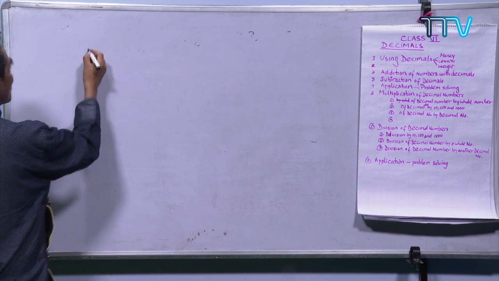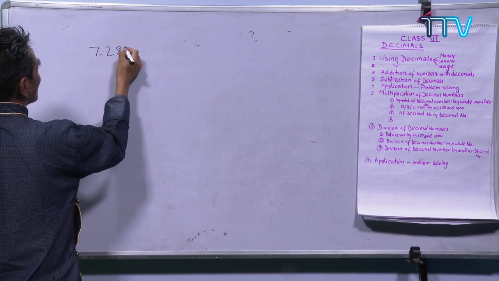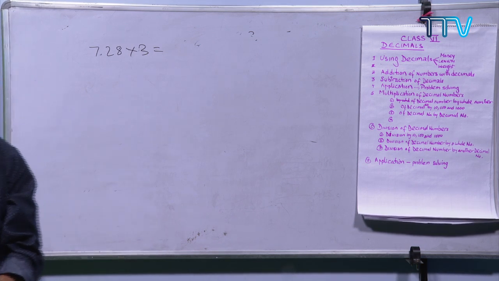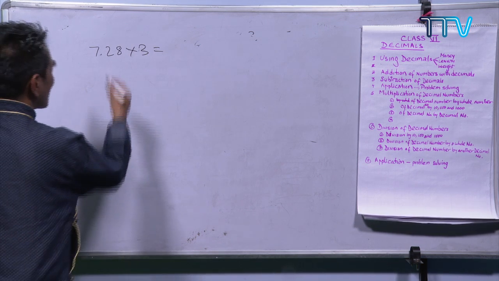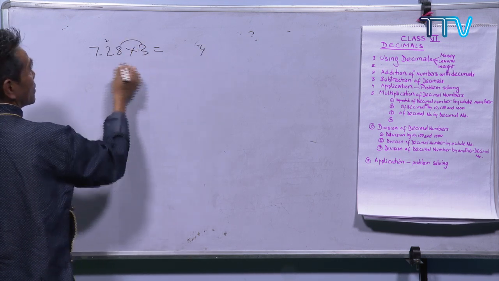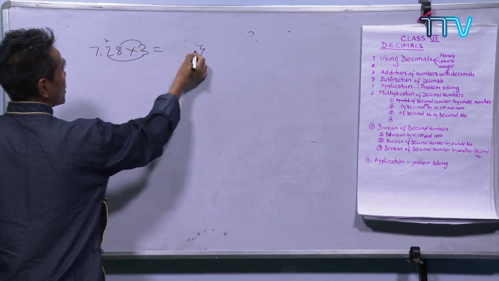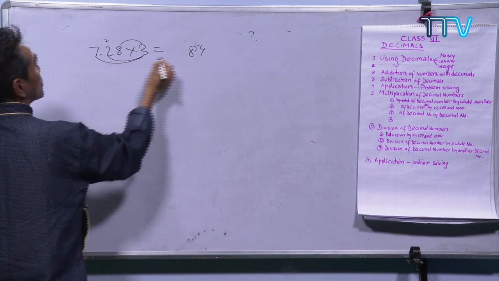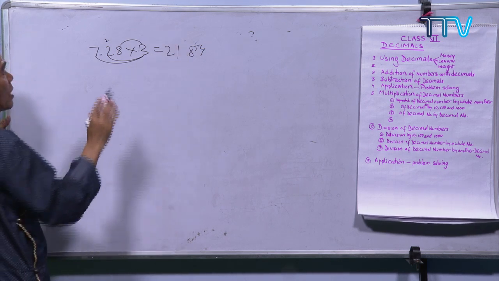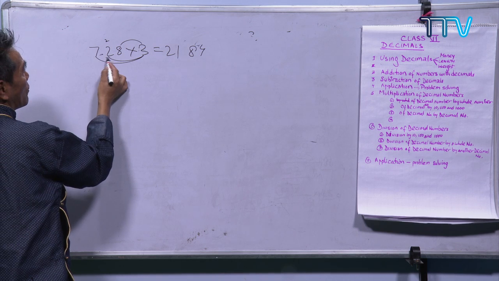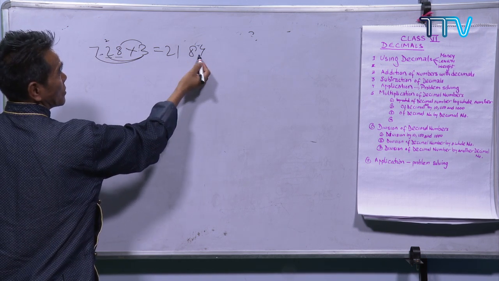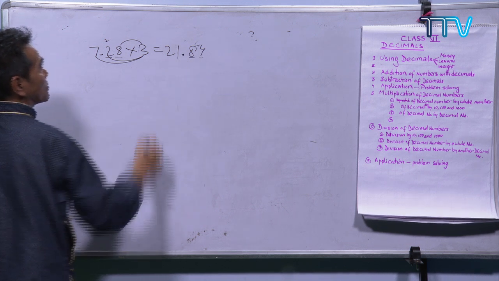I'm going to share another multiplication example: 7.28 multiply by 3. 3 times 8 is 24, you place 4 and carry 2 over here. 3 times 2 is 6, 6 plus 2 is 8. 3 times 7 is 21. Now you count the number of digits after the decimal point. We have 1, 2, so you have to write the decimal point before the 2 digits.